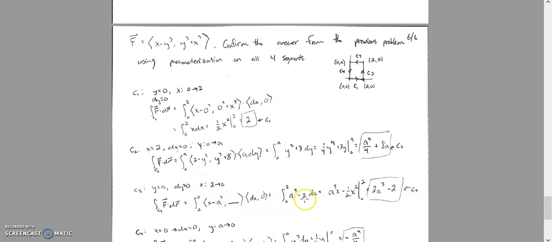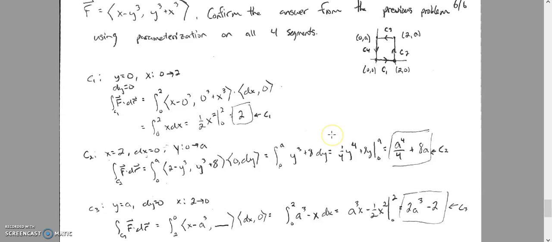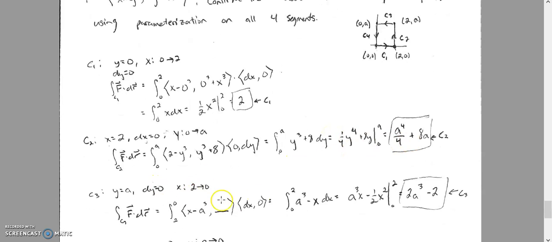So I get (a cubed minus x) inside of my integral, and I'm integrating from 0 to 2 dx. Well, that gives me a cubed x minus 1/2 x squared evaluated from 0 to 2. And then that gave me 2a cubed minus 2. So the work done from here to here is 2a cubed minus 2. Oh, I said I would zoom in. I'm sorry. Hopefully you could see all that as I was talking about it.